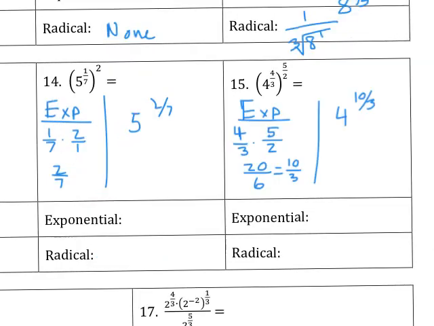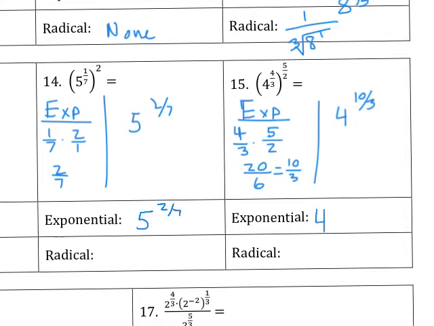Okay, so you can go ahead and check your exponent work there. So I have 1/7 times 2 over 1 is 2 over 7. So that one's pretty straightforward on 14. 15: 4/3 times 5 over 2 becomes 20 over 6, which then will reduce to 10 over 3. So always make sure you reduce as much as you can. So I have 4 to the 10/3 power. So obviously that's the exponential form for each of them.